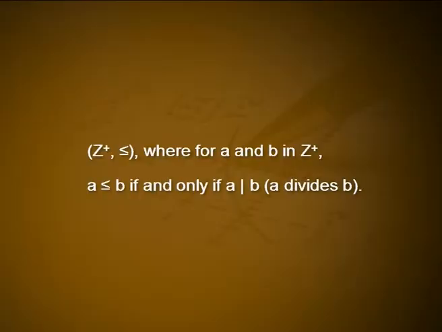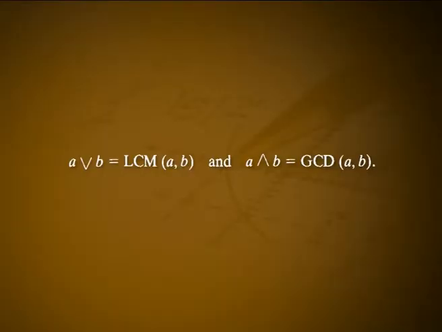Example 3. Consider the poset (Z+, ≤), where for a and b in Z+, a ≤ b if and only if a divides b. Then (Z+, ≤) is a lattice in which the join and meet of a and b are their least common multiple and greatest common divisor respectively. Thus, a join b is the LCM of a and b and a meet b is the GCD of a and b.